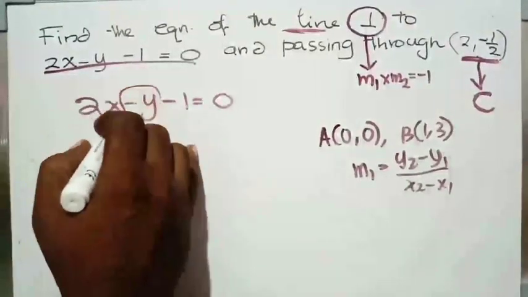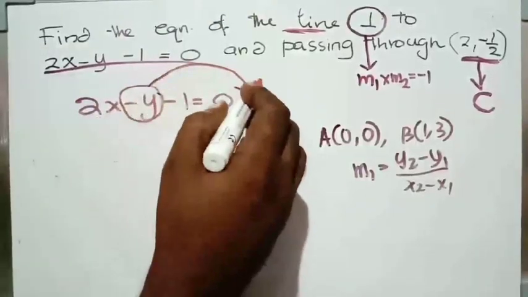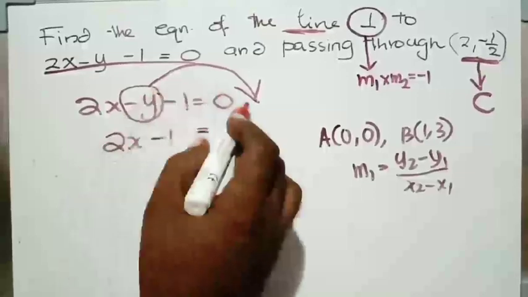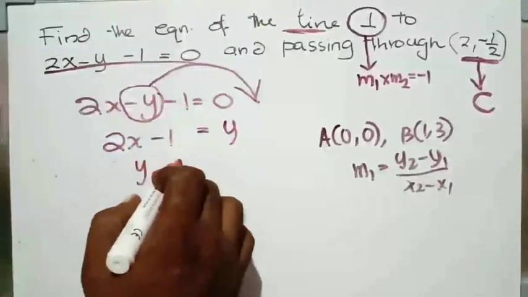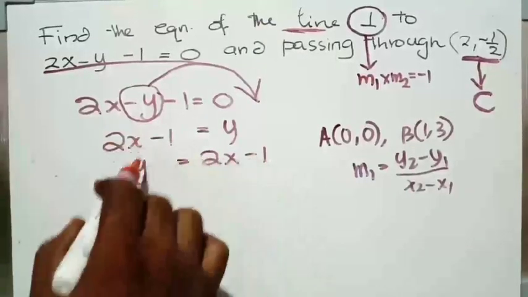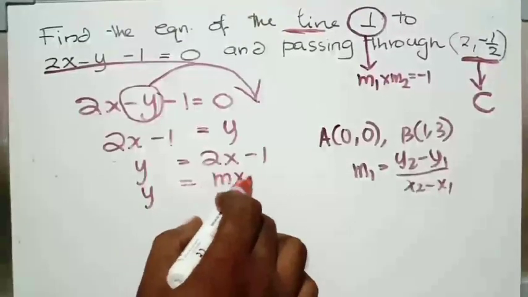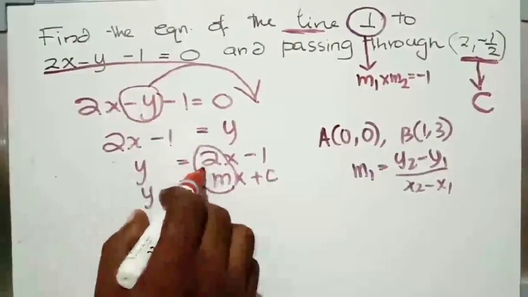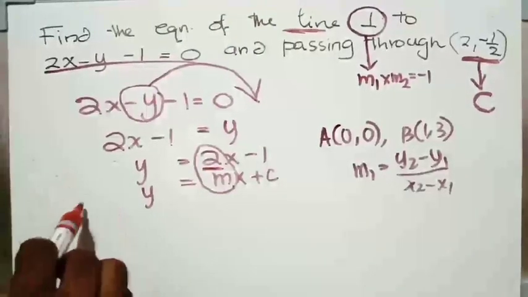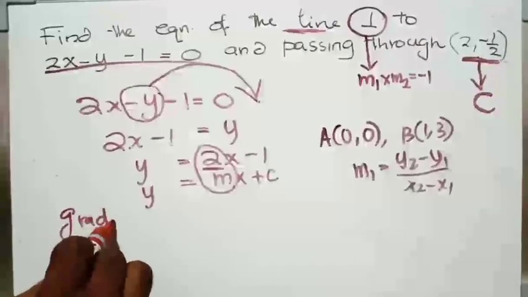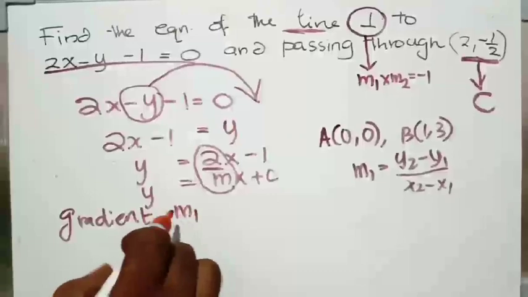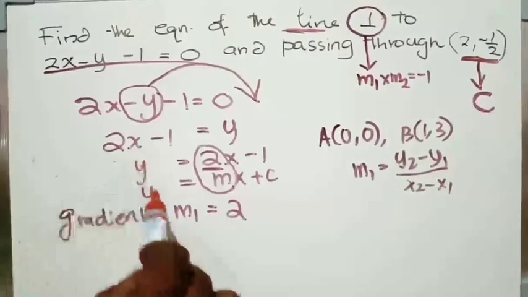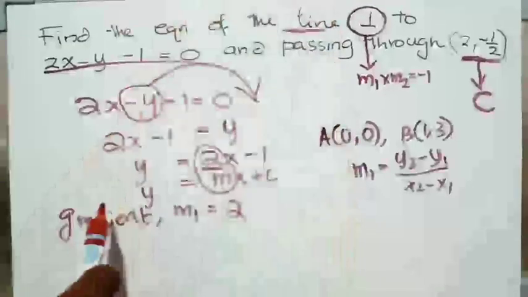You see here minus y. If you transpose minus y to the right side, we get 2x minus 1 is equal to 0 plus y, which is y, or y is equal to 2x minus 1, in the form of y equals mx plus c. Very simple. So compare this one. The gradient is 2, the coefficient of x. So the gradient of the line, we can name it as m1 for our convenience, that is 2. Gradient is 2.